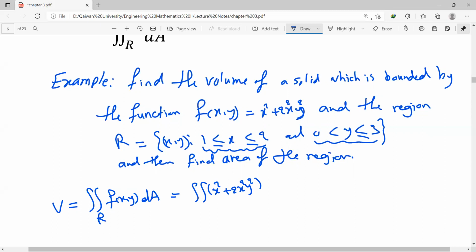If y were from, let's say, x to 2, in that case we must first take the integration with respect to y. Since both the lower and upper limits are constants for both x and y, we can take any of these first. Let's say dx dy. x is from 1 to 2, and y is from 0 to 3. We take this integration, and that is the volume of the solid.